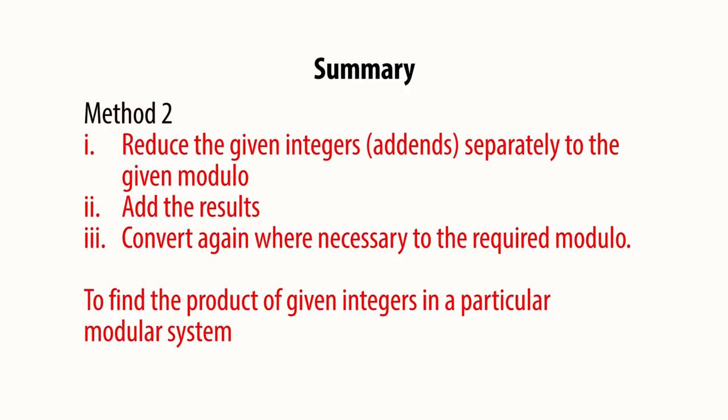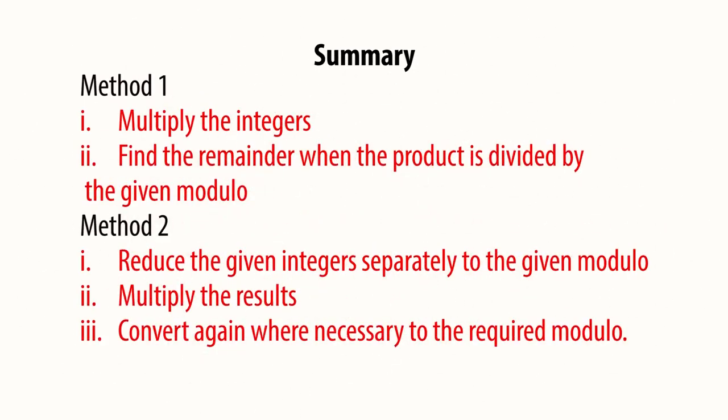Again, to find the product or to multiply any given integers in a particular modular system, you first multiply the integers, find the remainder when the product is divided by the given modulo. Or you use the second method where we reduce the integers separately to the given modulo, multiply the answers, and finally convert your final answer to the required modulo.